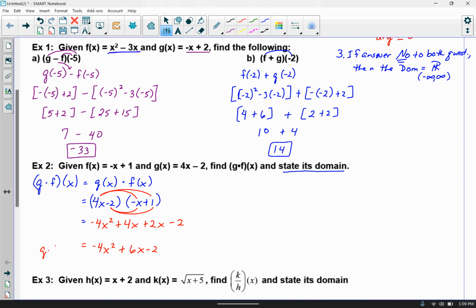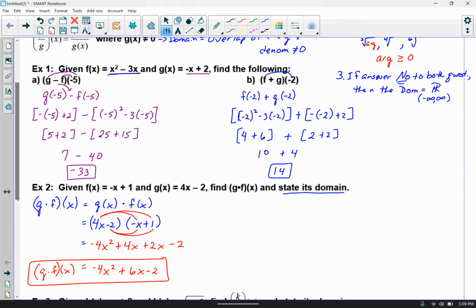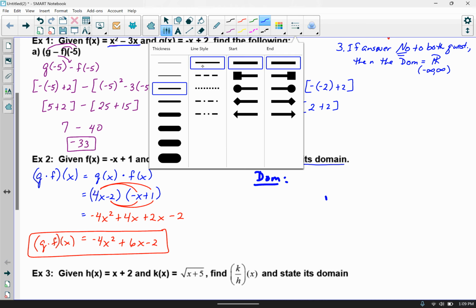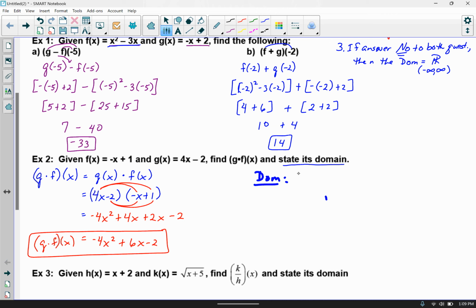That is our g times f of x. All right, let's see if I can't quite get it all on here. All right, so if you recall up at the top, it said that for the domain of any combination of addition, subtraction, or multiplication, the domain was equal to the overlap of your two functions. So to get my domain, I need to look at the domain of f of x, and I need to look at the domain of my g of x function.